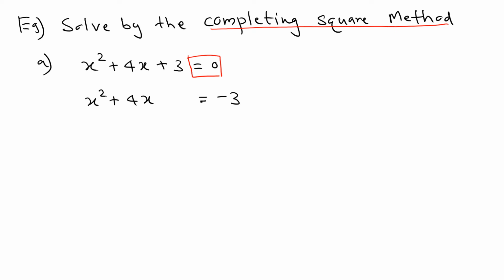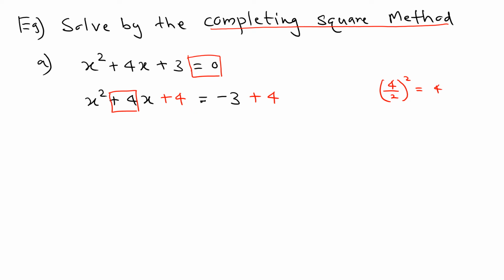Okay, now we're going to find the special term. The special term is always half of the coefficient, squared. So it is 4 divided by 2, squared, which is 4. So now we're going to add 4 to both sides. We add 4 to the left side and add 4 to the right side. So that is the new step. You can see this is different from the previous step.